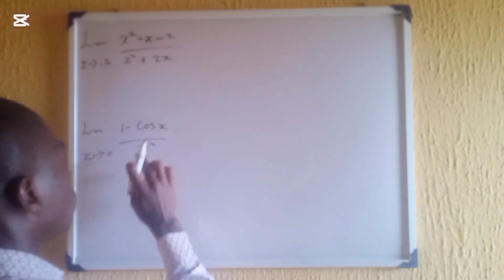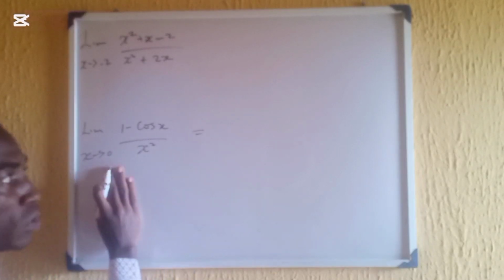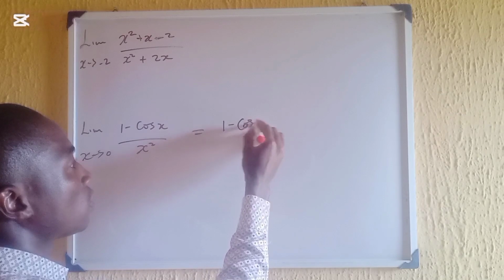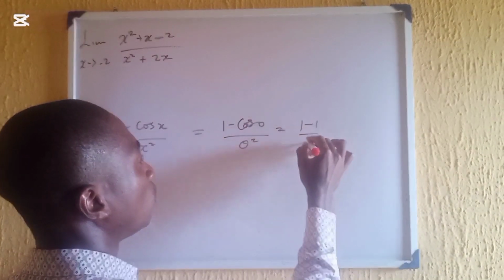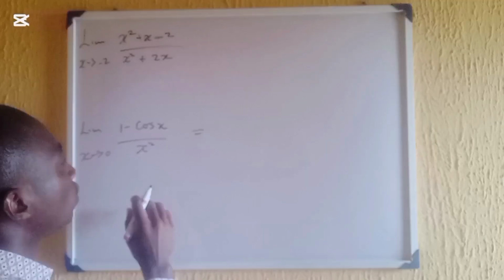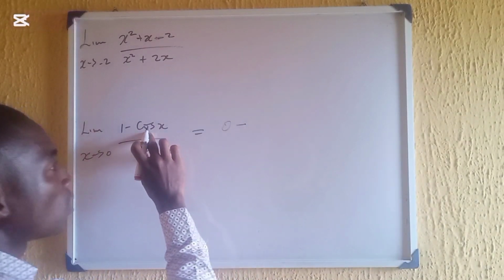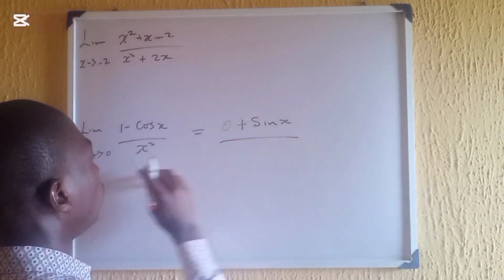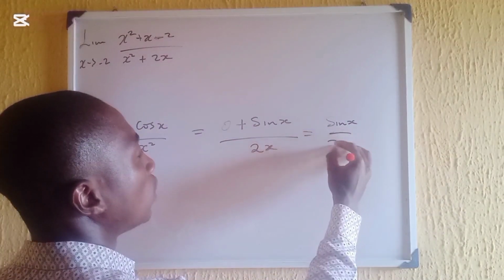Here we have 1 minus cos x over x squared. Now let's check if we have an indeterminate form as x approaches 0, because we want to know the limit as x approaches 0. We have 1 minus cos 0 over 0 squared. This gives us 1 minus 1 over 0, which is 0 over 0. So in that case, we can apply L'Hopital's rule. So what do we do? Differentiate the numerator, you have 0 minus, differentiate cos x, you have minus sin x. So in that case, plus sin x over, differentiate the denominator, you have 2x. So we have sin x over 2x.